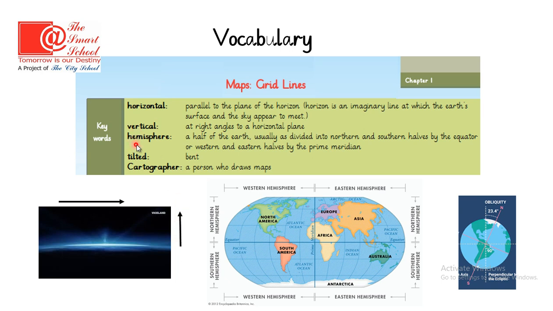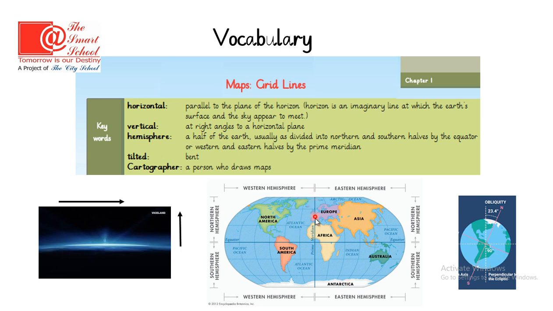The next word is hemisphere. It means a half of the earth, usually as divided into northern and southern halves by the equator or western and eastern halves by the prime meridian. Now see this line. This is an imaginary line which is called the equator. At the top of the equator, this whole area is the northern hemisphere, and at the bottom of the equator, this area is the southern hemisphere.